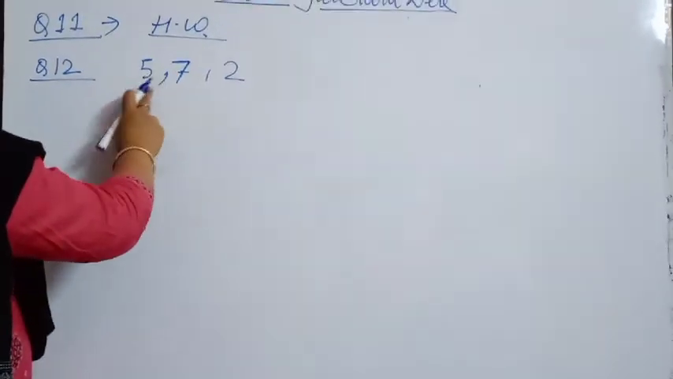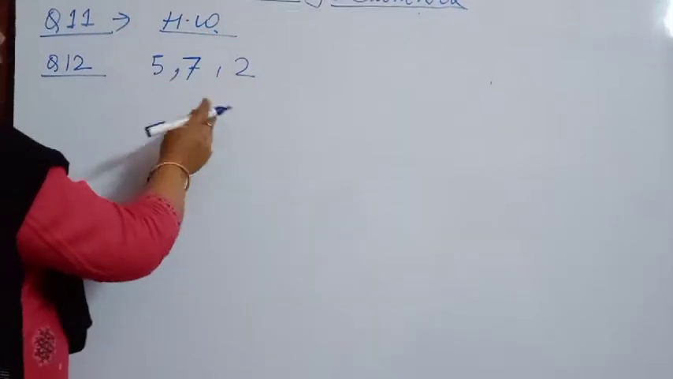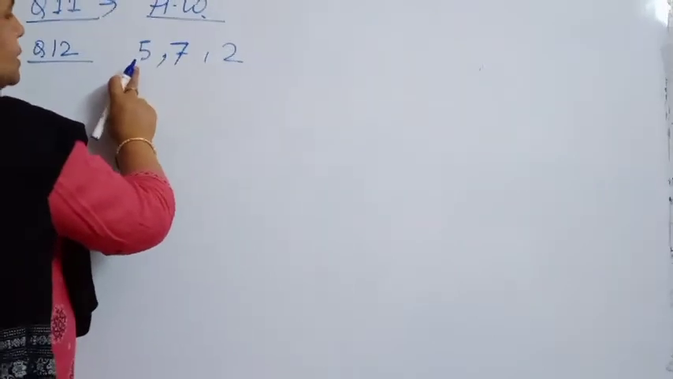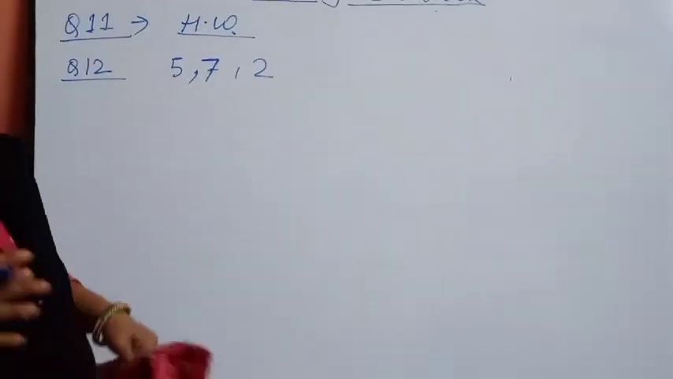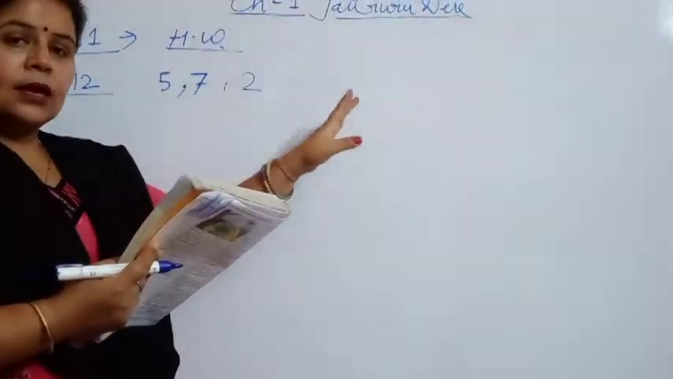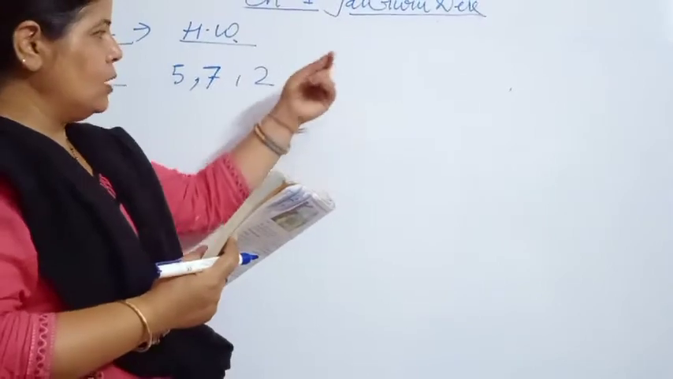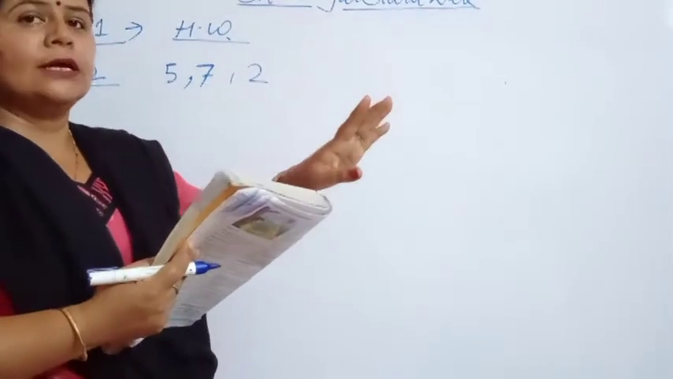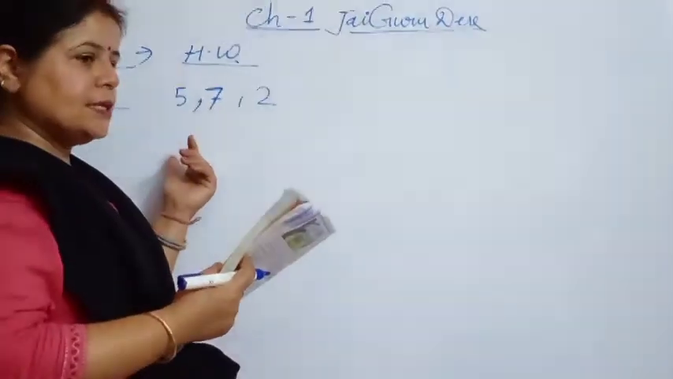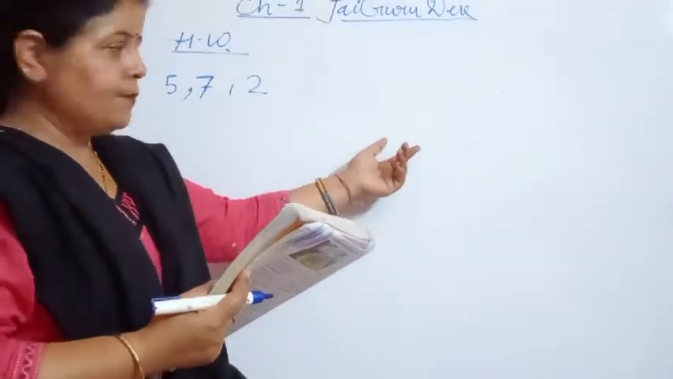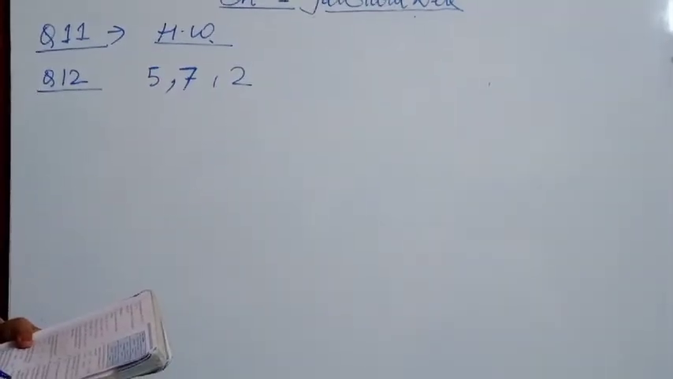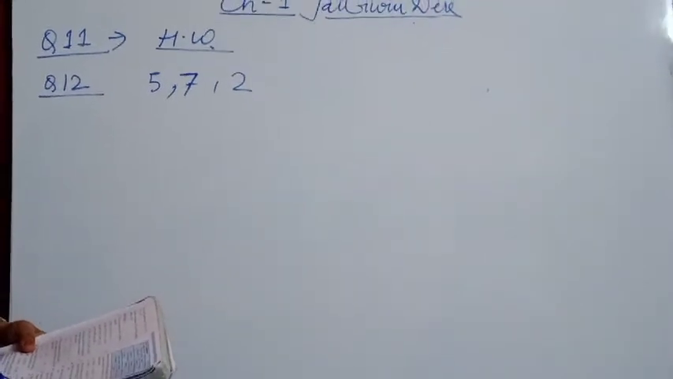Suppose one number will be 572, then change their places, it can be 752, then 257. In this way you just find all the numbers using these digits, and whatever numbers come, one will be the greatest and one will be the smallest. If you arrange all the digits in descending order, then you will get the greatest and smallest, and then take their difference.